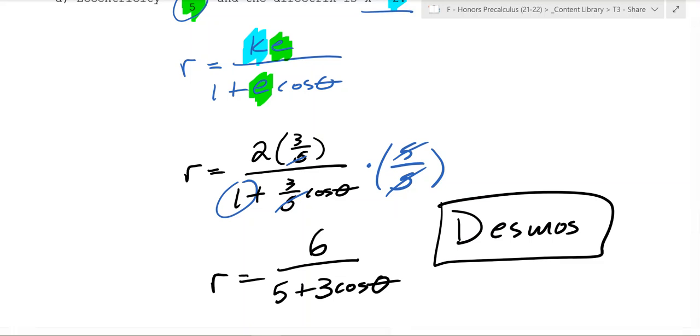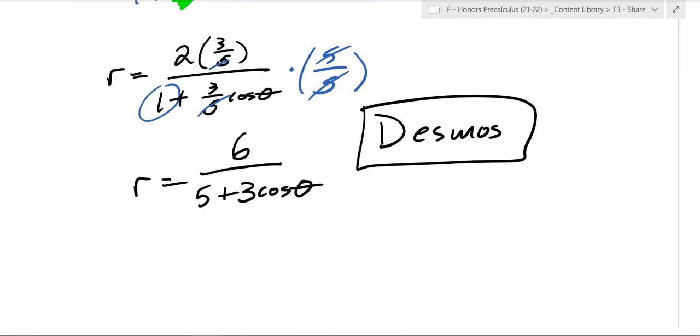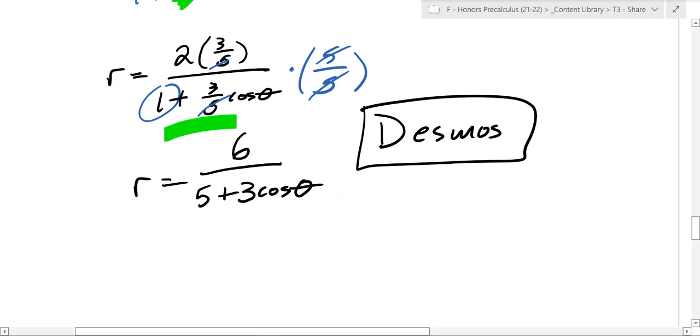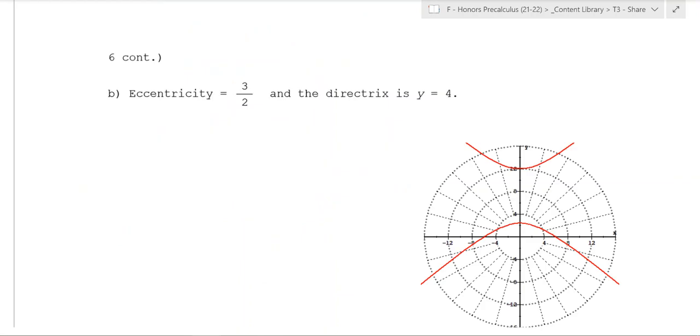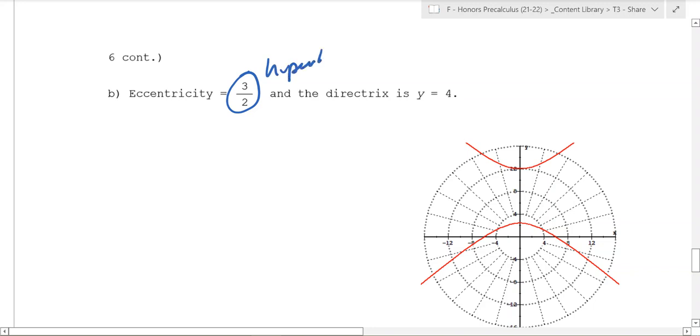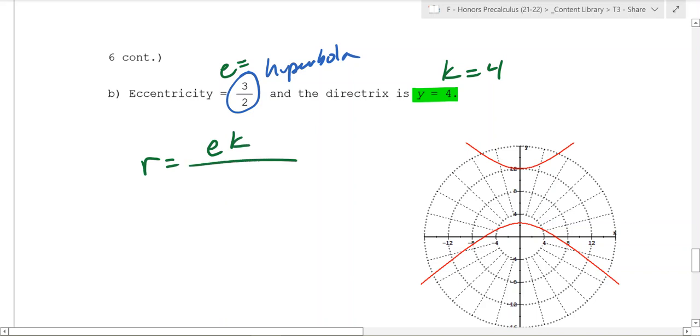One focus is going to be at the origin. I also recommend trying to graph this on your calculator, but here is the equation you'll use. So I left what this looks like in there, and this tells you right here that this, because it's greater than 1, is going to be a hyperbola. And then it tells you that the k value here is 4. So that tells you k is equal to 4 and e is equal to that. So we know the function is ek or ke, you can do either one, over 1 plus e sine of theta.